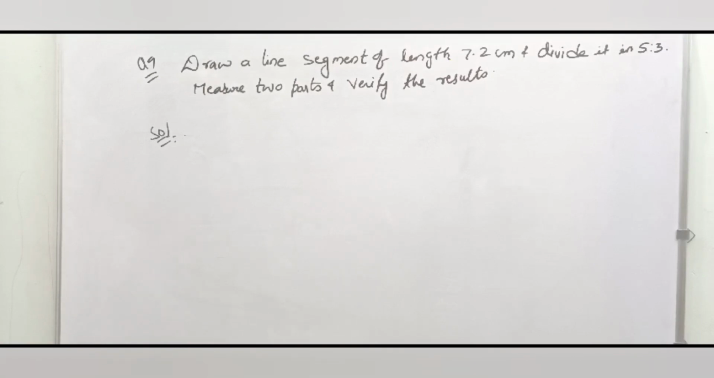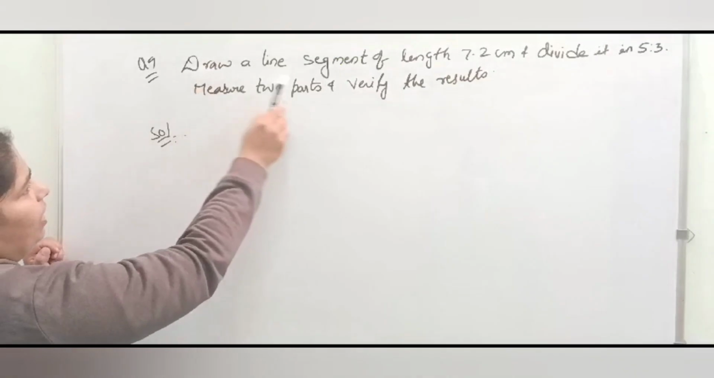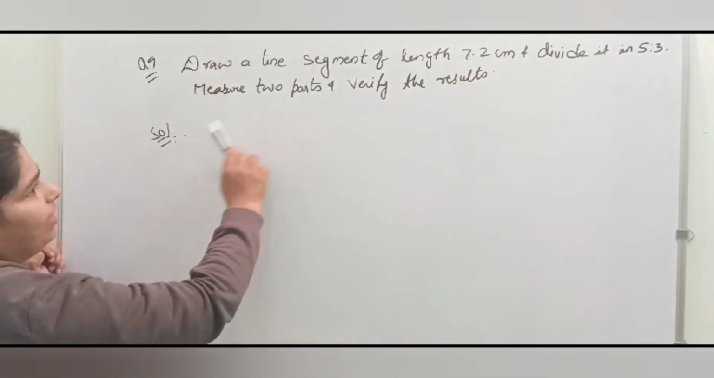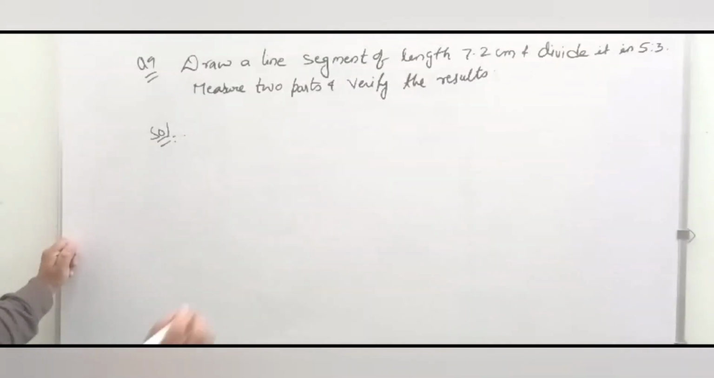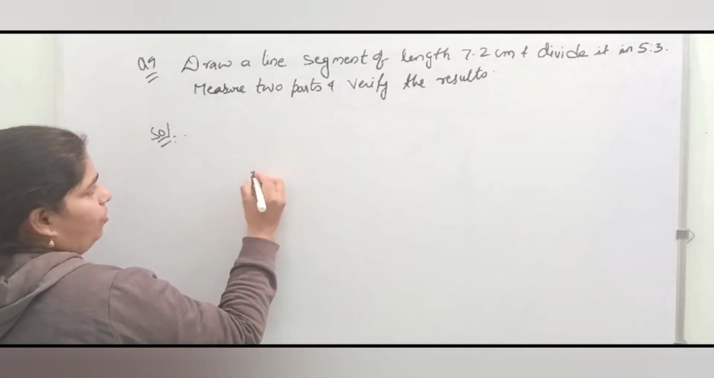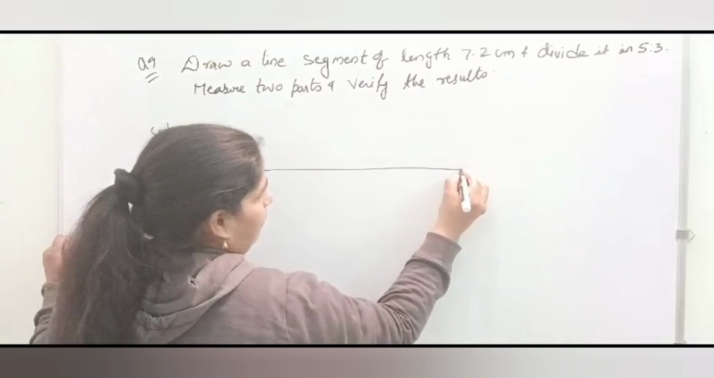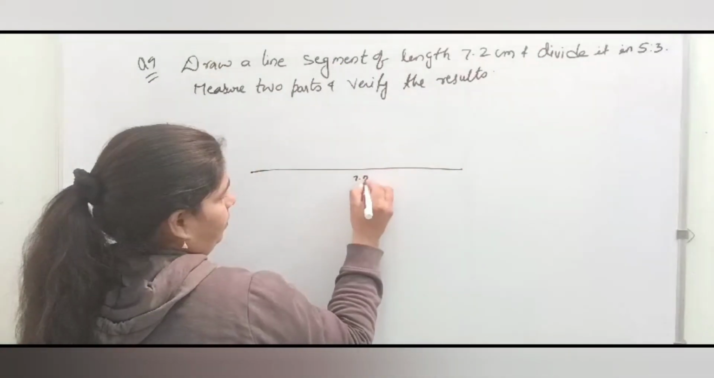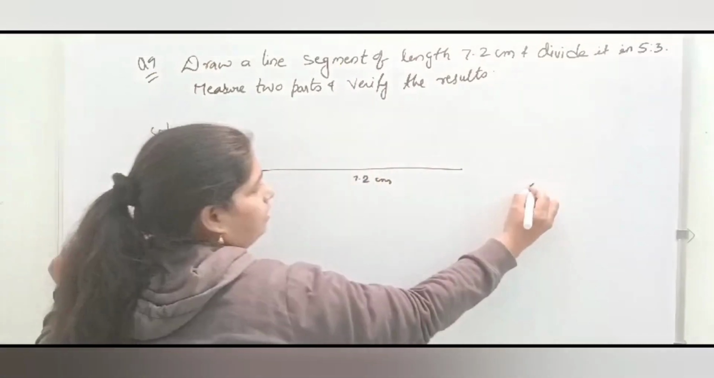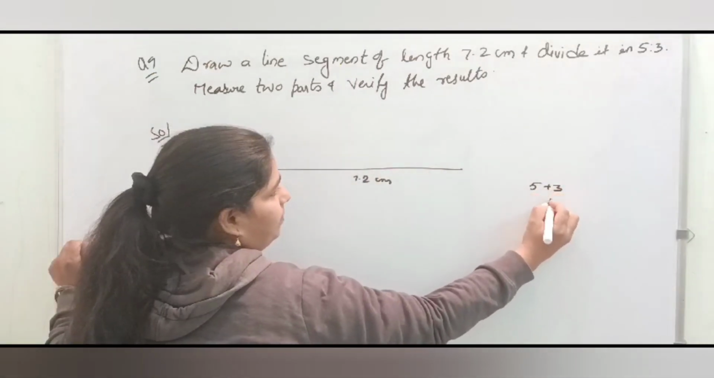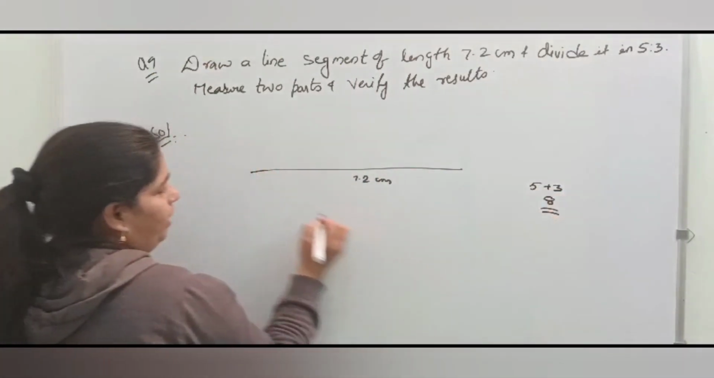Now, the ninth question of exercise 8.1. This is the last question. Let us see how to solve this. We have to draw a line segment of length 7.2 and divide it in the ratio of 5:3, and we have to measure the two parts and verify the results. First we will draw a line of 7.2 centimeters. Now after that we have to divide it in the ratio of 5:3. That means a total of 8 parts we have to make.